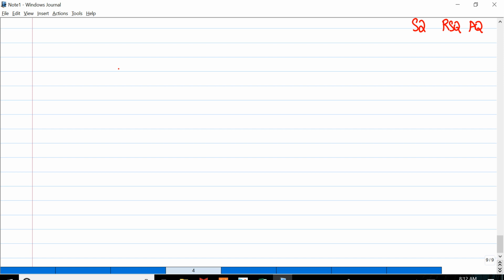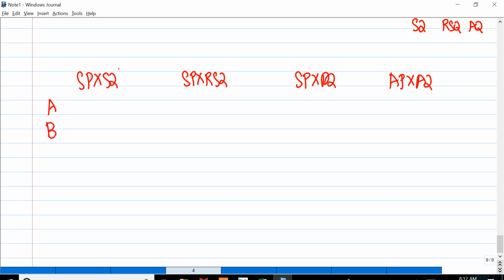Let's write the computation table. What will the computation table have? First thing, SP into SQ, RSQ, and the last item is AP into AQ. These are the four things which will come in your computation table. What are the raw material names here? On the left side, you will have to write A and B here.